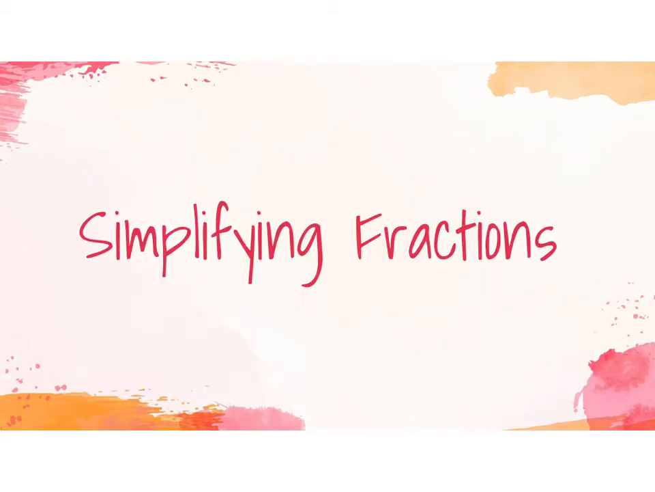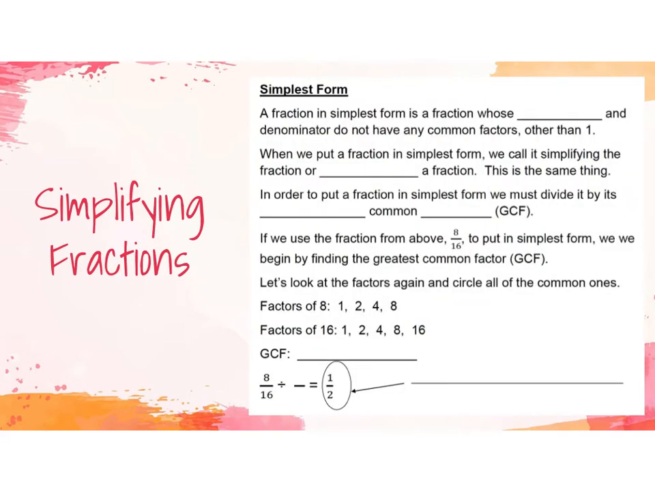Now we'll learn how to simplify fractions. A fraction in its simplest form is a fraction whose numerator and denominator do not have any common factors other than 1. When we put a fraction in simplest form, we call it simplifying the fraction or reducing a fraction. This is the same thing. In order to put a fraction in simplest form, we must divide it by its greatest common factor, or GCF.